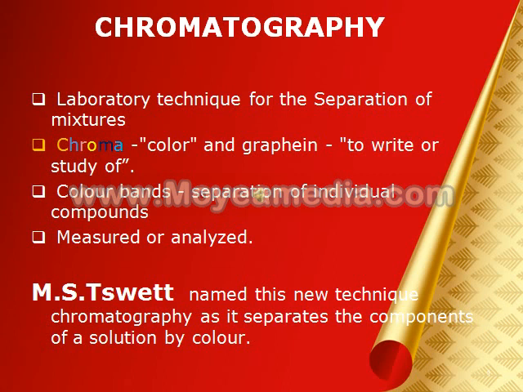The word chromatography is made up of chroma and graphin combined together. The components are separated on the basis of color bands, which are later identified by basic tests, IR, UV, NMR, mass spectroscopy. M.S. Sweet was a scientist who named this technique as chromatography, and it is helpful in separation of components of a solution by color.